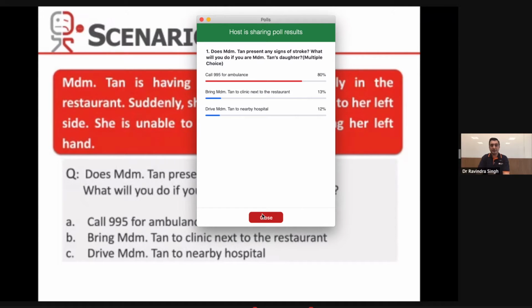Okay, so 80% of people actually chose option number 1, which is call 995, which is the correct answer also. Calling an ambulance will definitely alert a lot of people, like your ambulance people who are actually the trained SCDF people. They will provide you the first aid, get the correct information, and bring you to the nearest hospital, and then there will be ED doctors as well as a neurologist ready for you to assess the condition, and then timely management of stroke can be given. I'll be discussing that later.